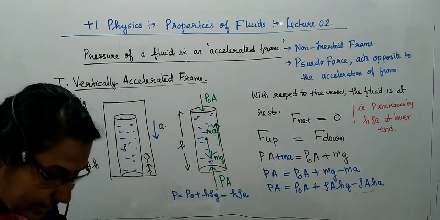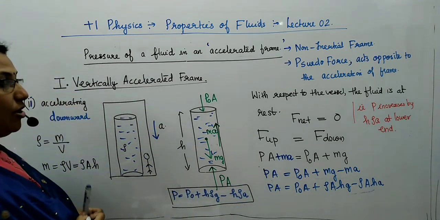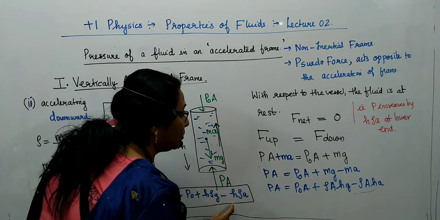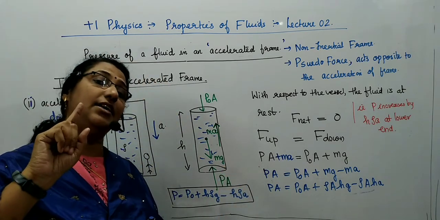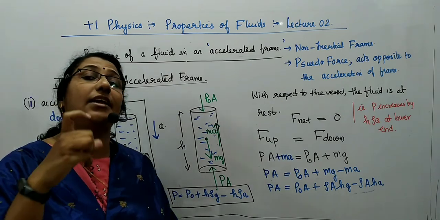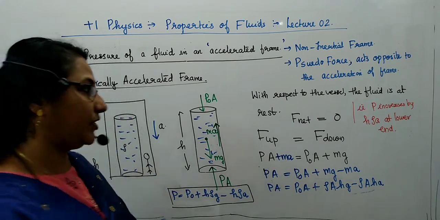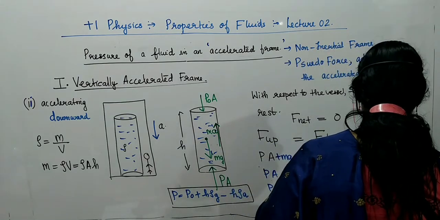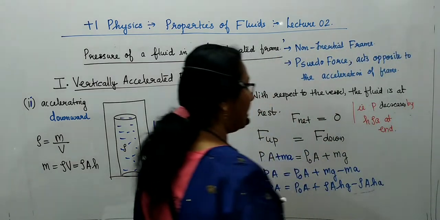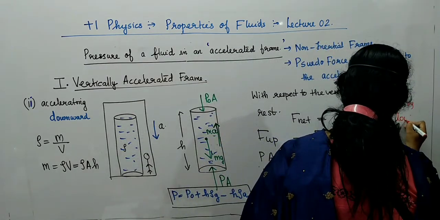That is, when the lift is accelerating down, the pressure on the lower end of the fluid decreases by a factor H rho a. When it was accelerating up, the pressure on the lower end increases by a factor H rho a. But when it is accelerating down, the pressure on the lower end decreases by a factor H rho a. So here we have to write: the pressure decreases by H rho a at the lower end. Clear?